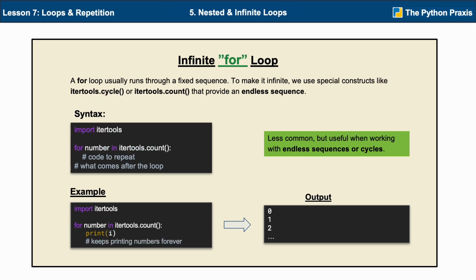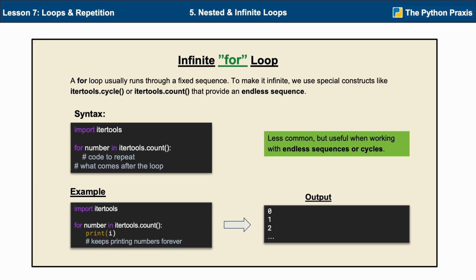On the other hand, a for loop usually runs through a fixed sequence. To make it infinite, we use special constructs like itertools.cycle or itertools.count that provide an endless sequence. These methods are included in the itertools module in the Python standard library. Infinite for loops are less common, but useful when working with endless sequences or cycles.